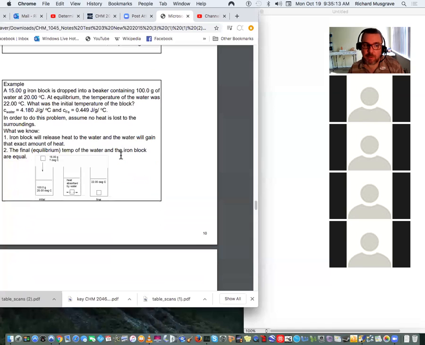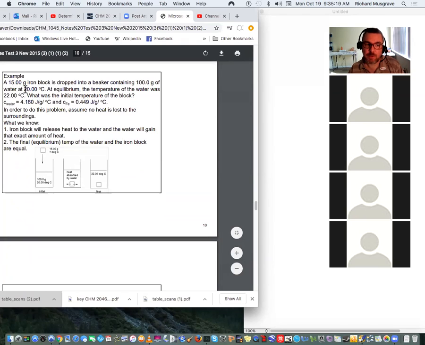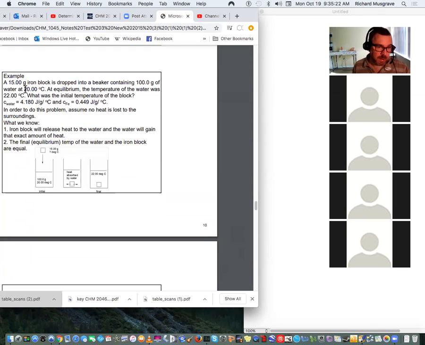Now, the kind of problem you'll have to deal with in a test is something that relates to this kind of situation. So I've got a diagram down here that illustrates what's going on pretty nicely, I think. It says a 15.0 gram iron block, and we don't know the initial temperature of the iron block, but it is put into 100.0 grams of water, and the water there is at 20.00 degrees. So you can see the picture here, and this is the initial situation. So we've got 100.0 grams of water. It's at 20.00 degrees. We've got a 15.00 gram iron block, but we don't know what the temperature is.